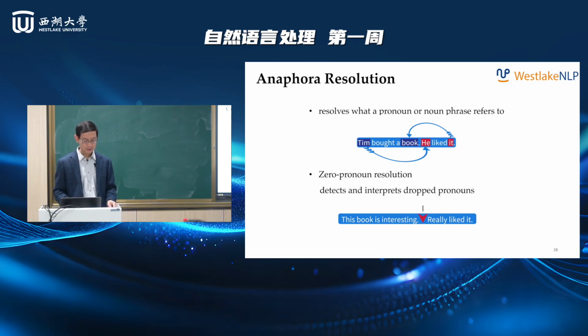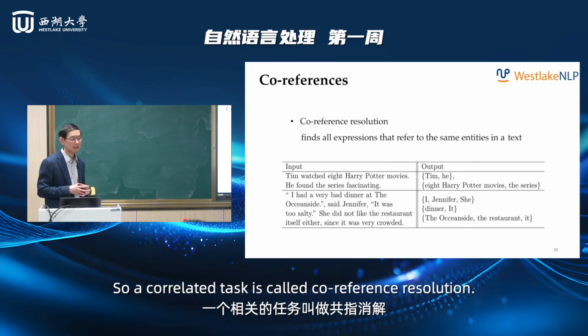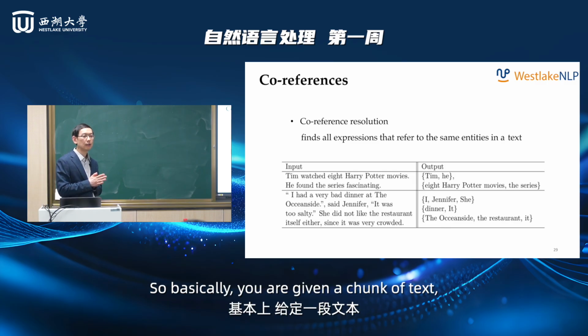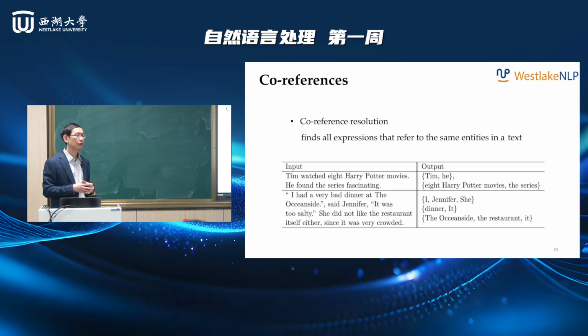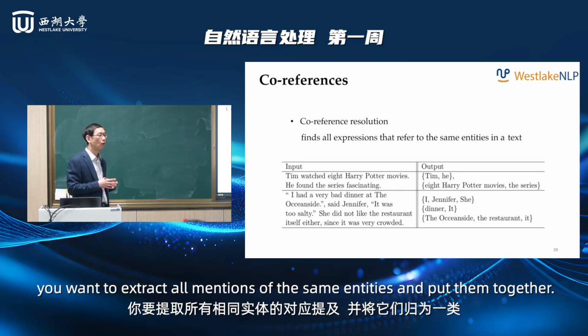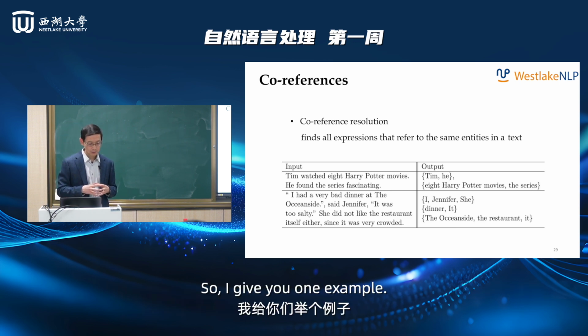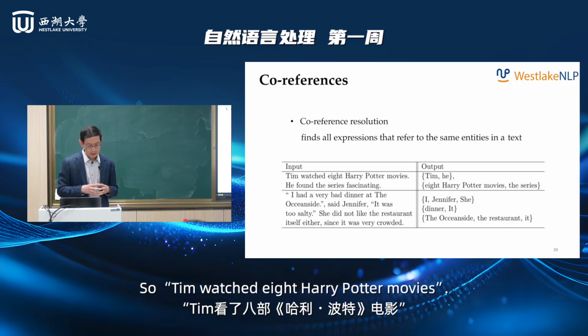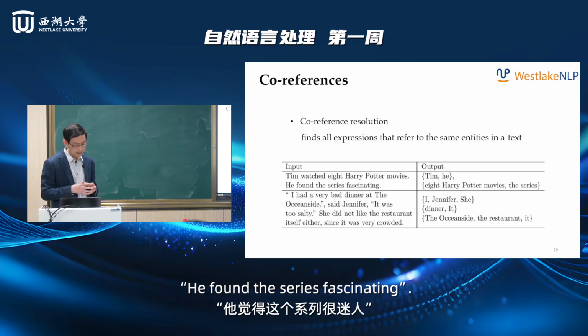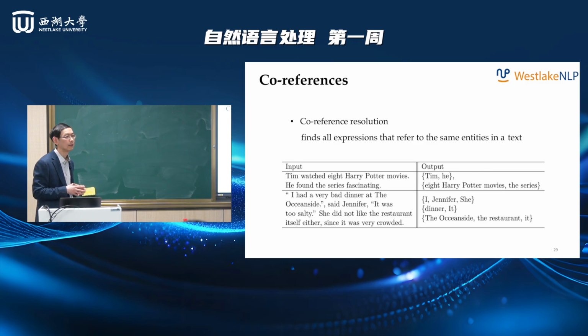All right, so a correlated task is called coreference resolution. So basically, you're given a chunk of text, okay? You want to extract all mentions of the same entities and put them together, okay? So I give you one example, right? So Tim watched 8 Harry Potter movies. He found the series fascinating, okay?